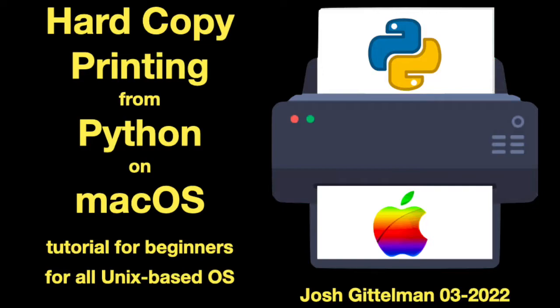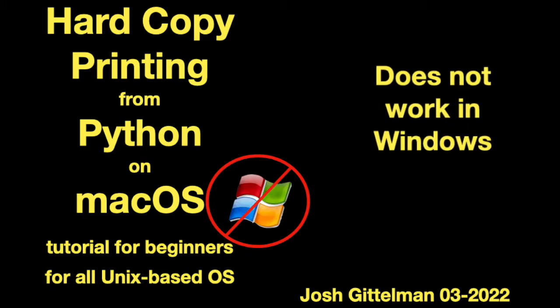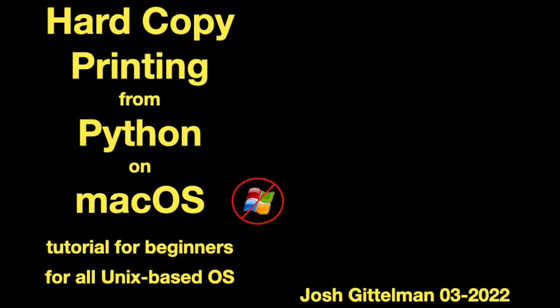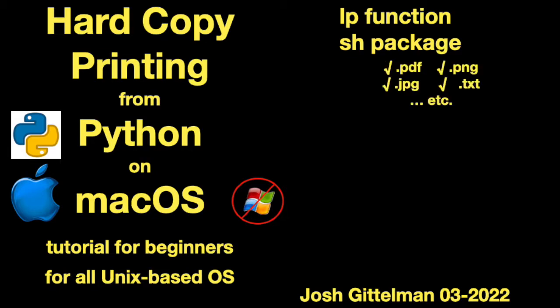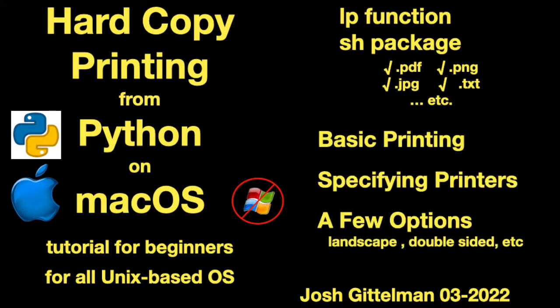I'm Josh Gittleman, and this video shows how to print hard copies from Python. There are many tutorials that show how to do this in Windows, but this one's for Macs. We'll use the LP function from the sh package to print PDFs, JPEGs, and so on. I'll cover basic printing, printer selection, and a few options.